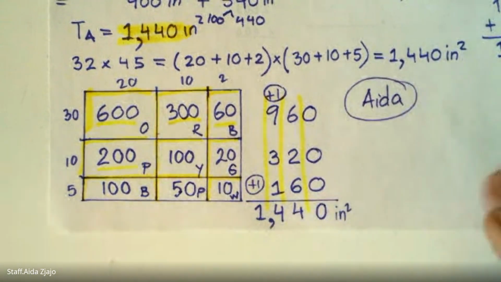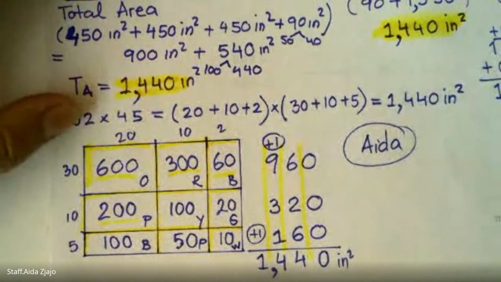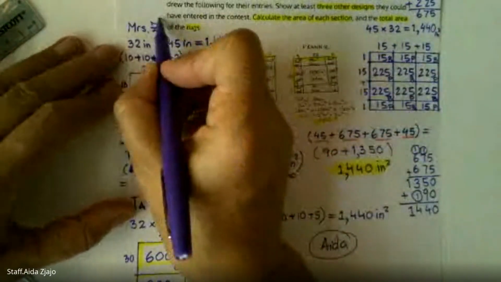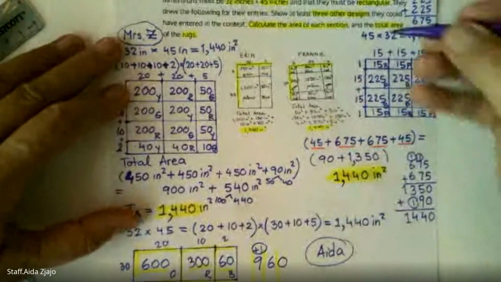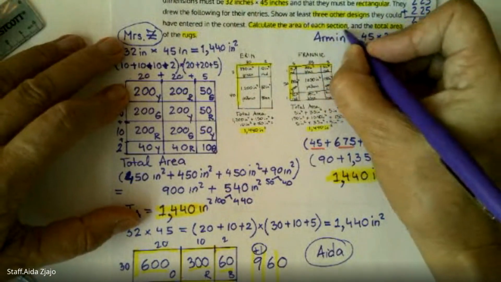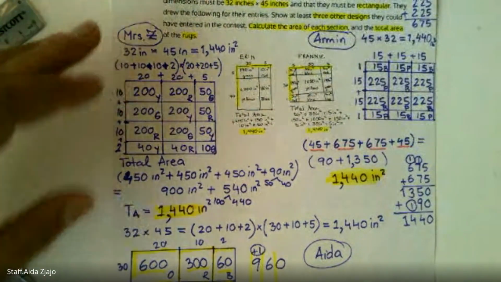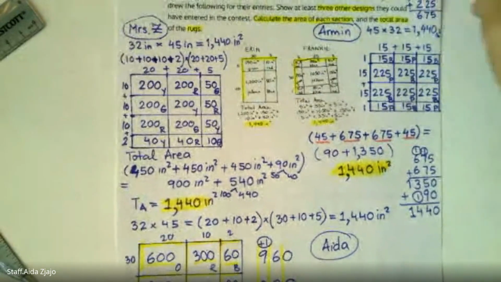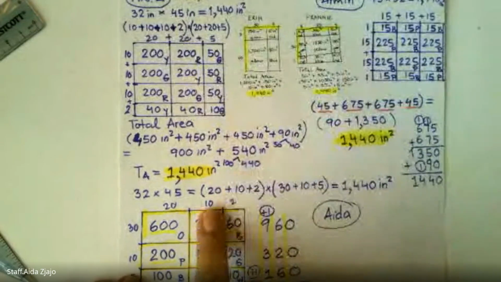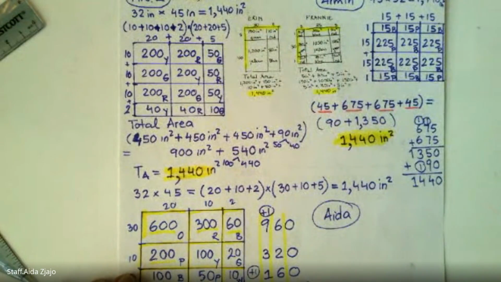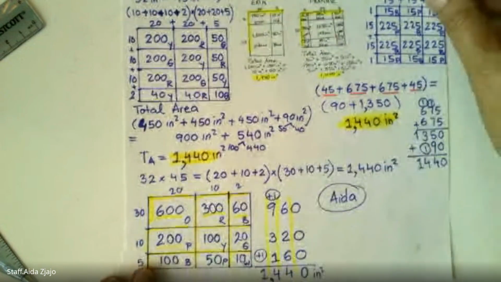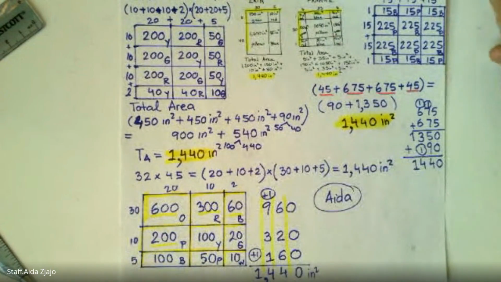Okay, and then all right. This is Mrs. Z, and then this one would be maybe my son's, Armin. Okay, so we have created, they had 2 and 3, 4, 5 all total, and the total area was exactly the same. But we decomposed numbers into different parts to multiply.